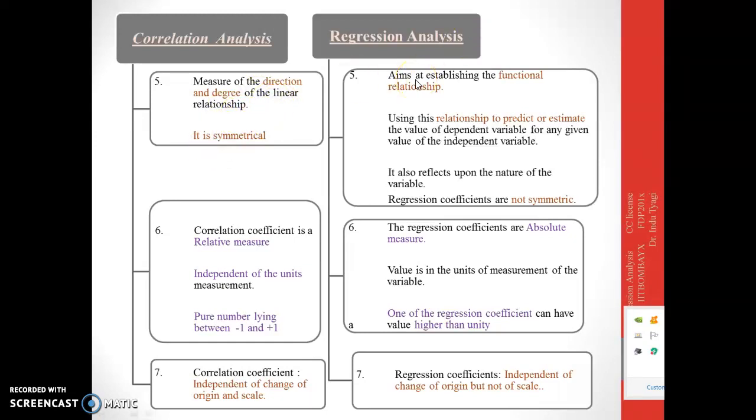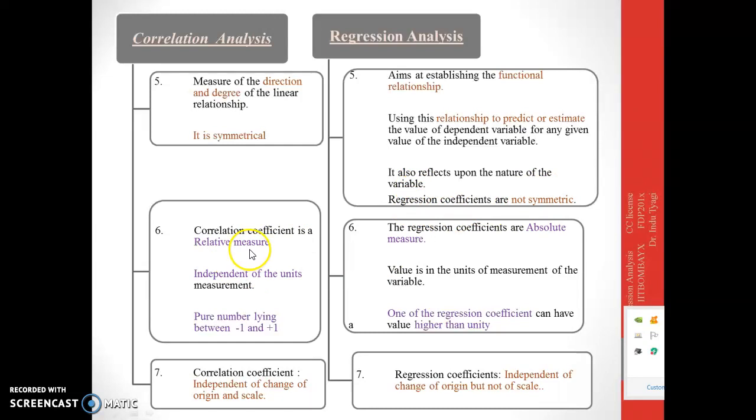Whereas regression analysis aims at establishing the functional relationship, and using this relationship to predict or estimate the value of the dependent variable for any given value of the independent variable. It also reflects upon the nature of the variables. Regression coefficients are not symmetric.